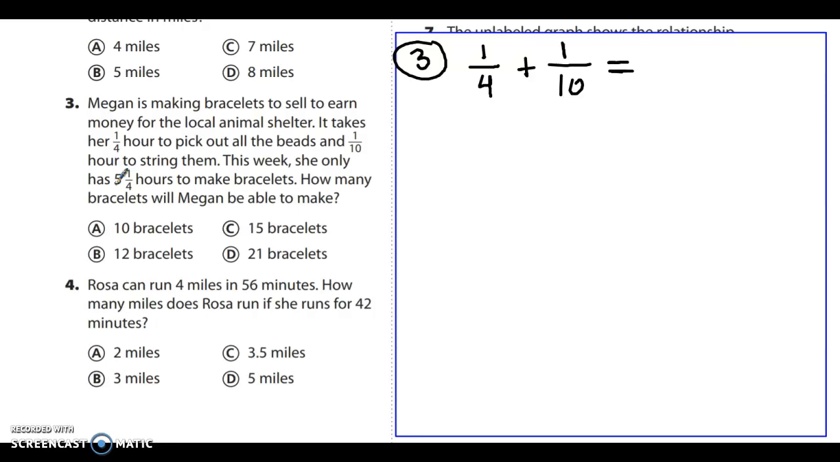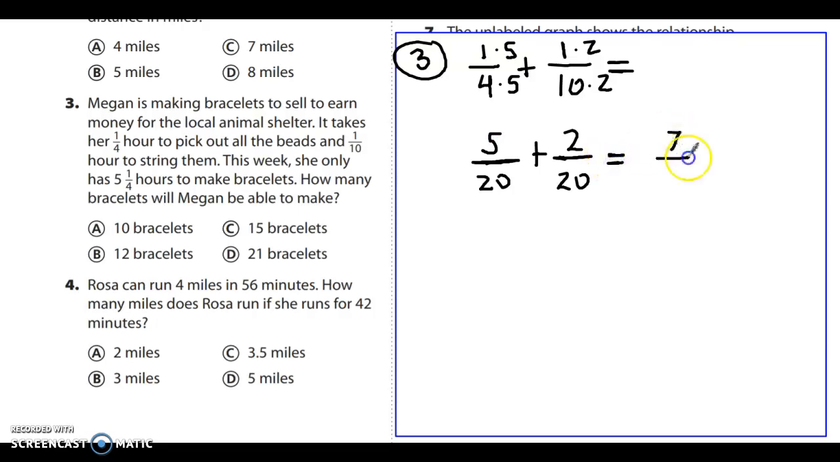So the first review is that you can't add fractions unless they have a common denominator. And I'm going to go through my 4s and my 10s, and the LCM of 4 and 10 is 20, which means that makes this the common denominator. And to get from 10 to 20, you multiply by 2. And whatever you do to a denominator, you do to the numerator, so it's 2/20. And to get from 4 to 20, you multiply by 5. So my numerator will be 5/20. And so you're going to add those up, and you get 7/20. It takes her 7/20 of an hour to make each bracelet.